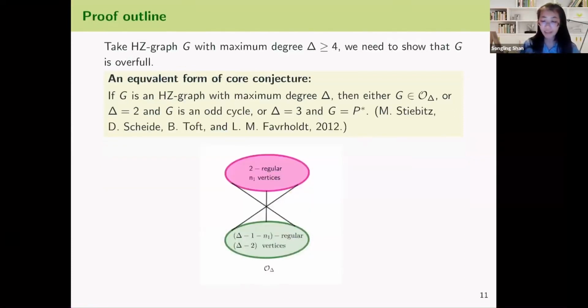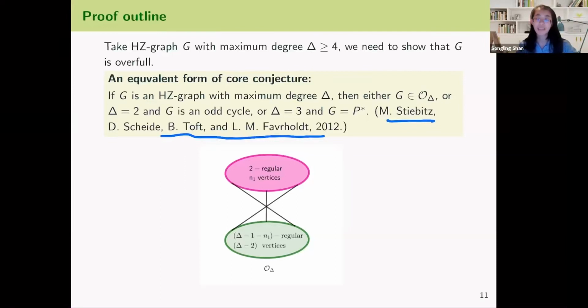And what we actually proved was an equivalent conjecture of the core conjecture. This equivalent form was given in the book by Stiebitz, Scheide, Toft, and Favrholdt, Edge Colorings, Vizing's Theorem, and Goldberg's Conjecture. In that edge coloring book, it has this equivalent form of the core conjecture.